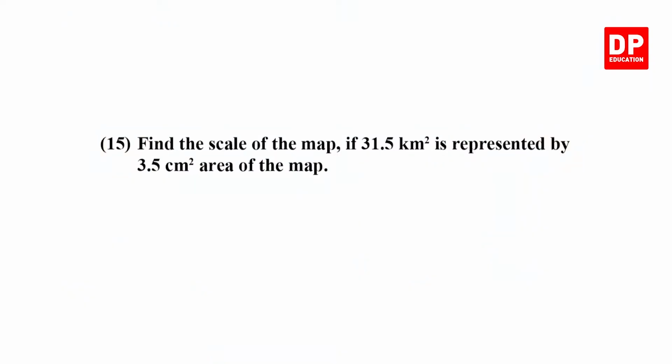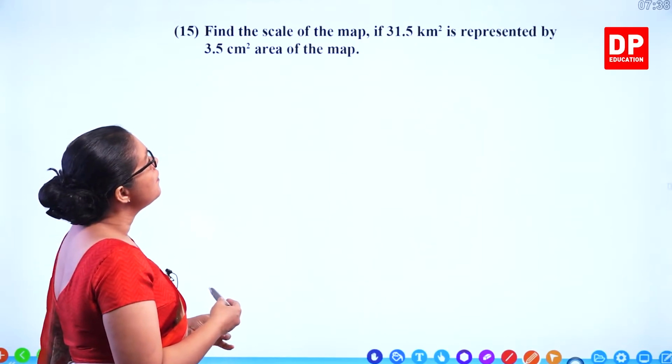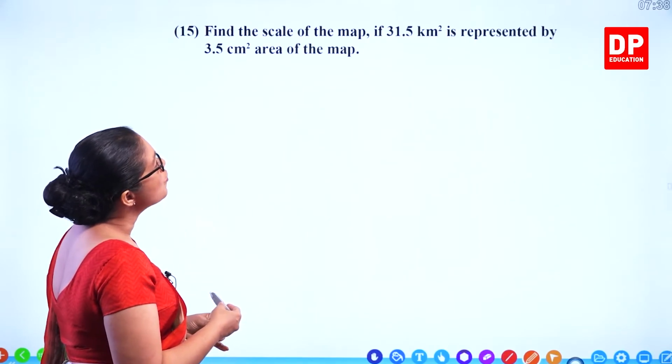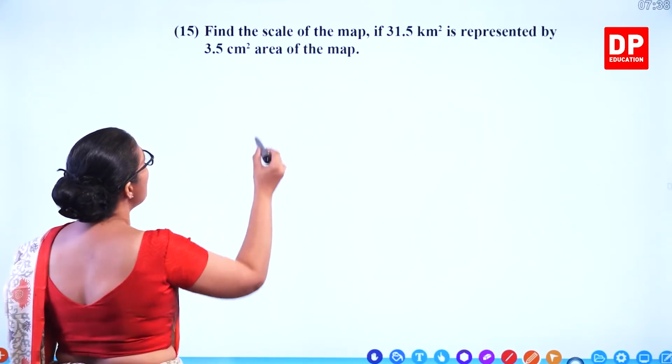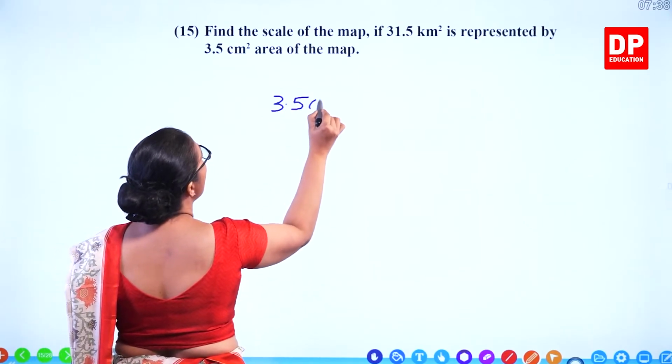Question number 15. Find the scale of the map if 31.5 kilometer squared is represented by 3.5 square meters.